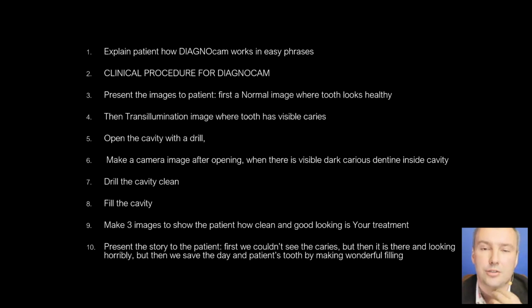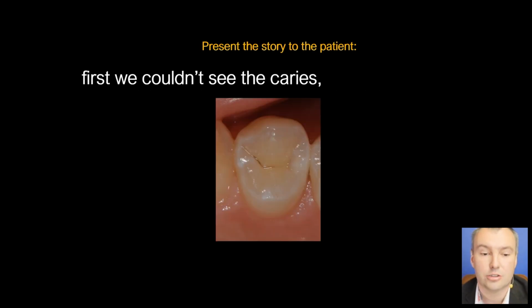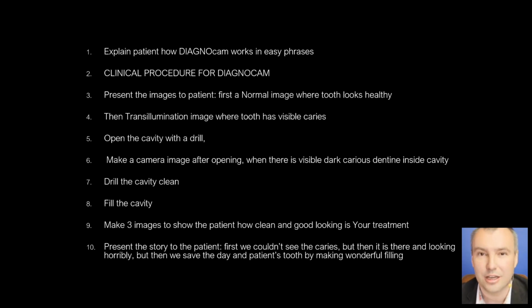First, a normal image where the tooth looks healthy. Then transillumination, where there is a caries. Then we open the cavity with a drill. Then we take a shot after opening, when there is visible carious dentin. Then we drill, fill, and again present the images to the patient. So the whole secret is in the 10th point of this procedure.